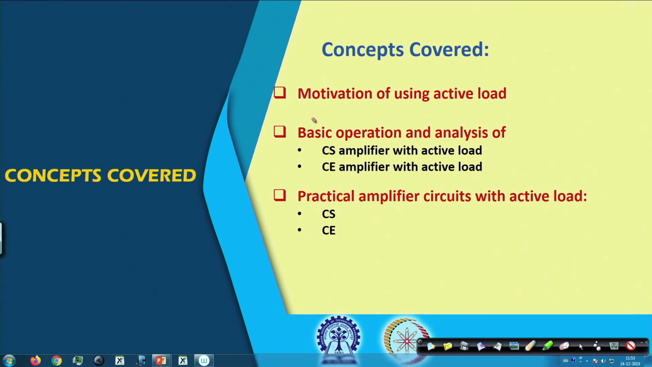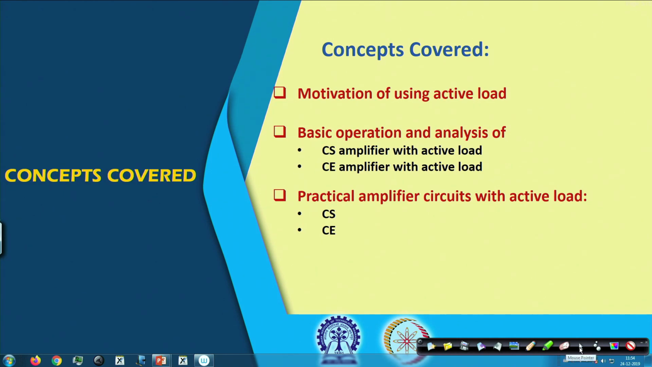Now, today what we are planning to cover under these active load amplifiers: we start with the motivation of using active load, and then we will talk about the basic operation of an amplifier having active load and its circuit analysis, including the small signal model and finding the gain, or intuitively explaining the gain. Then we will talk about practical circuits having the active load. For both the basic operation as well as practical amplifiers, we have two main amplifiers in our discussion: common emitter and common source amplifier. Numerical examples and design guidelines will be covered in the next class.